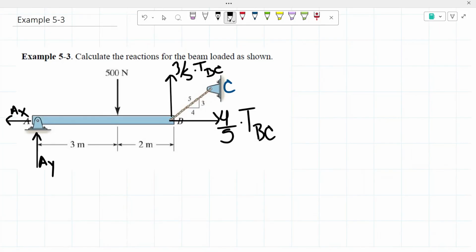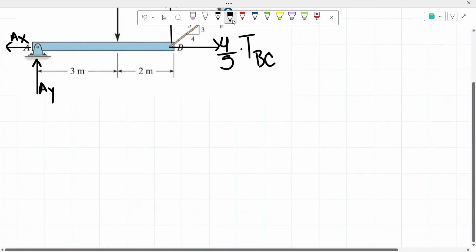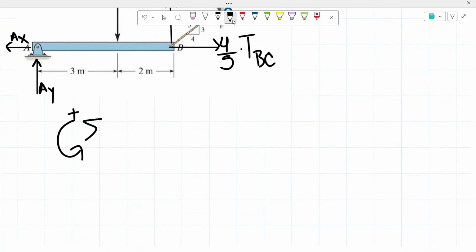So now that we know that, I'm going to be taking the moments at point A, because that way if I take the moments about point A, we're not going to get a moment created by the reaction AY nor AX. And that's going to help us determine the value of the tension BC. So if we were to take the moment about point A, we know that the moments about A have to equal 0, like we mentioned earlier.